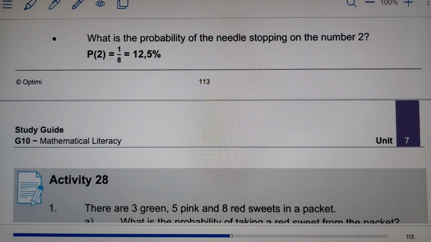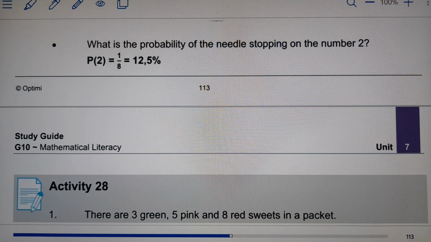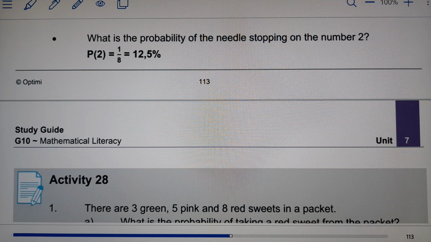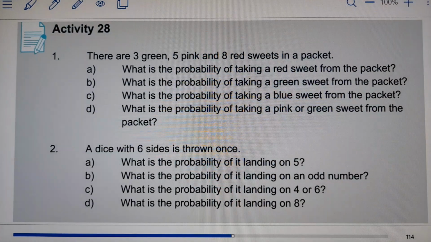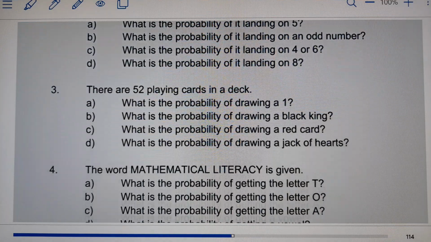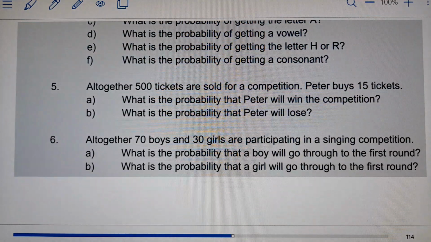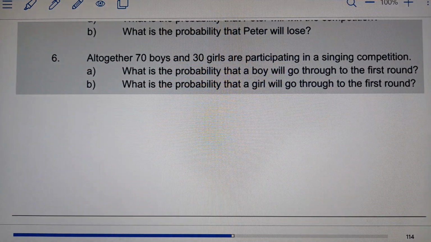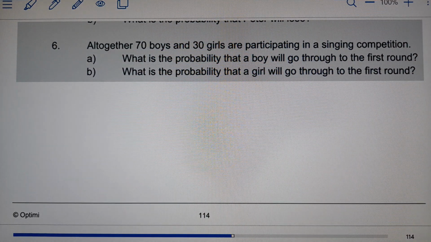Now you need to do the activity. With what we have learned from the beginning of our lesson, you need to do activity number 28. Okay, so activity number 28, all the way from number 1 to number 6. Okay, thank you.